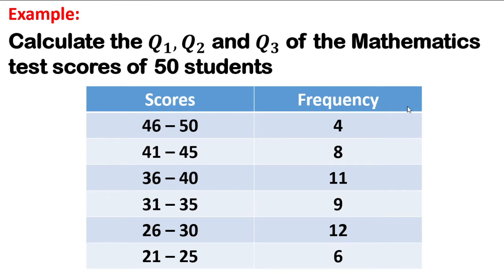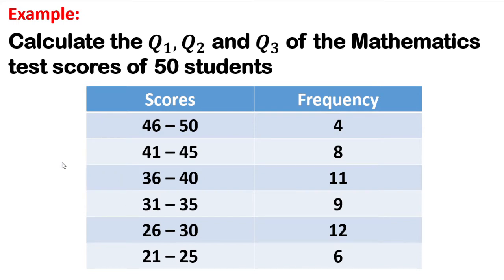When we say frequency, this is the number of times an event occurred in an experiment. Okay? So, how many students get the scores from 46 to 50? So, we have 4 students. That is what we call frequency. Okay? So, 41 to 45, 8 students. 36 to 40, 11 students. 31 to 35, 9 students. 26 to 30, 12 students. 21 to 25, 6 students.